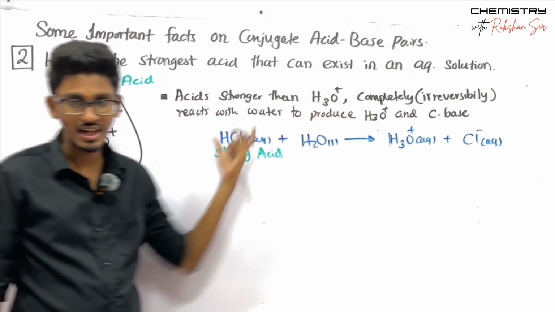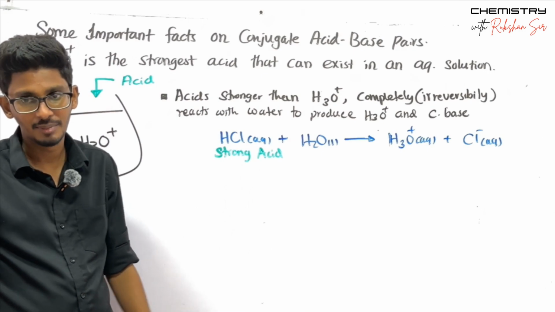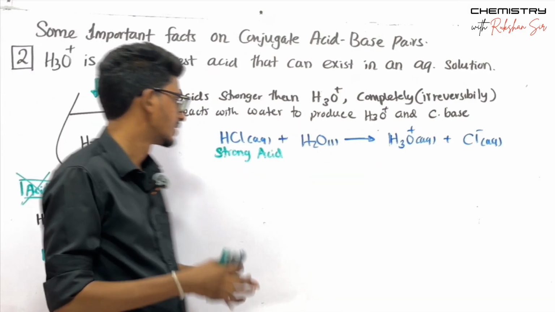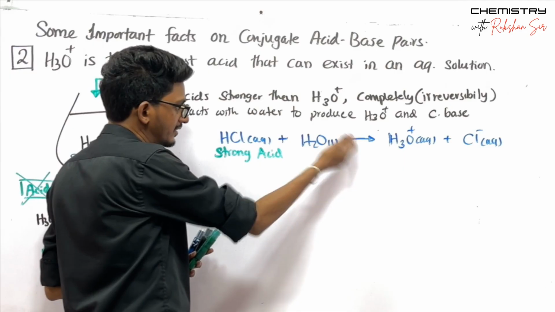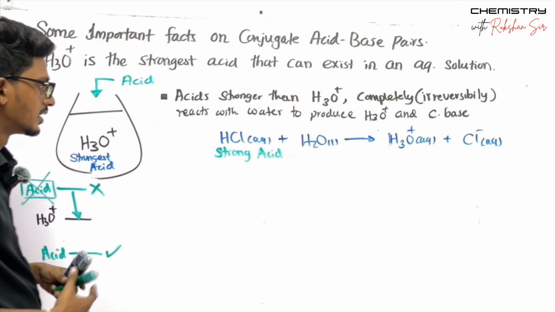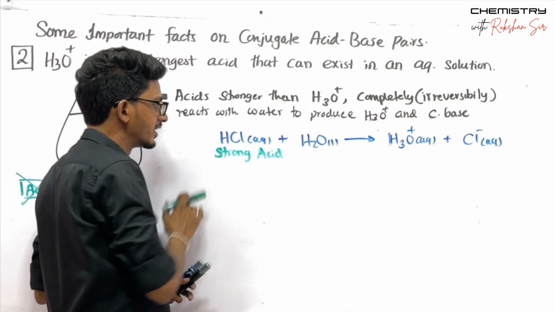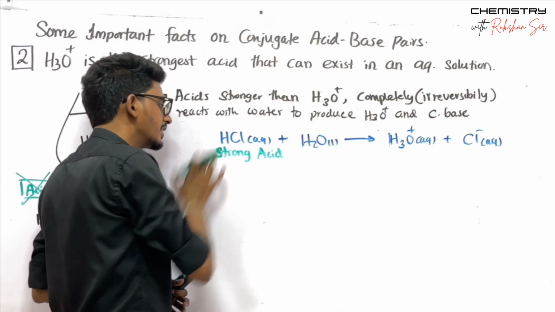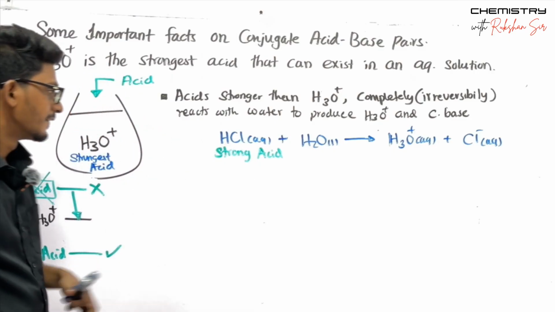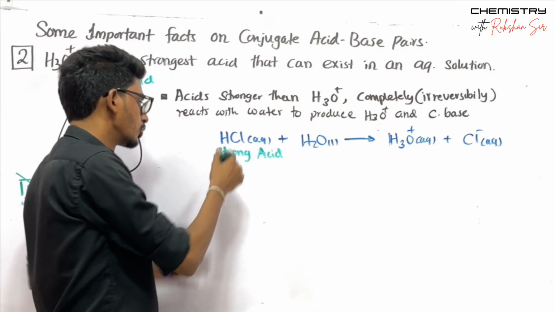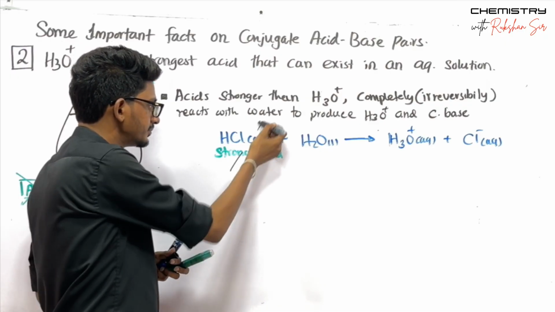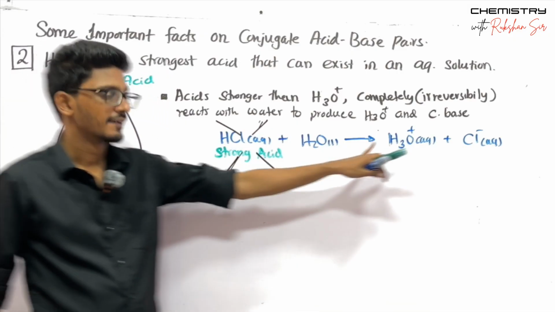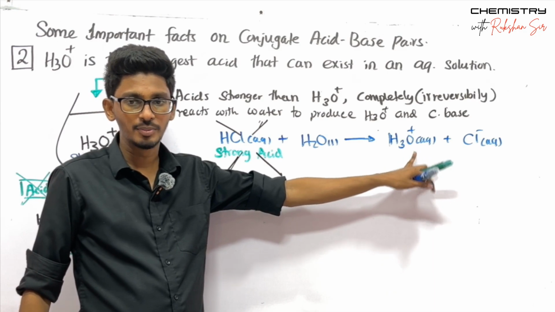If your acid is stronger than the H3O plus, what will happen? It will totally consume. The limiting reagent totally consumes. The limiting reagent is definitely HCl. In aqueous medium, more water is there, right? So this will totally consume to produce the H3O plus and the conjugate base.